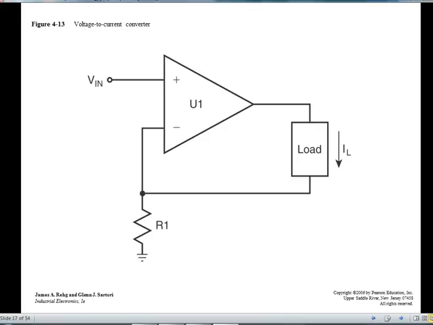This is a voltage to current converter. So I'm going to have whatever voltage I have coming in, that's going to give me a current coming out, and it's going to be independent of the load. So the load could be 1K or 2K or 10K. It doesn't matter. This guy is going to give me the same current.